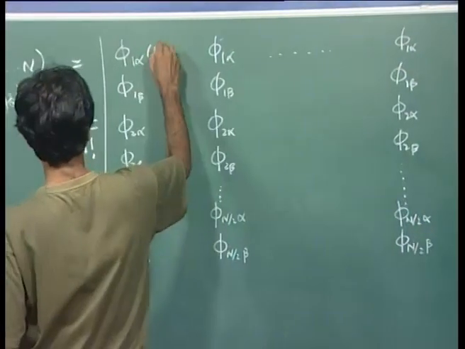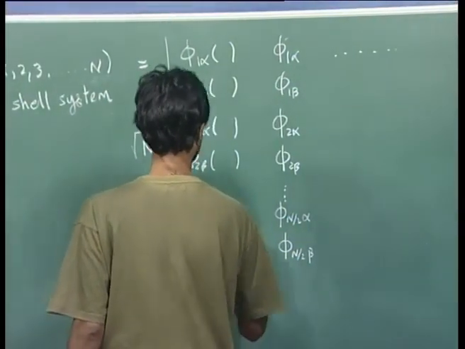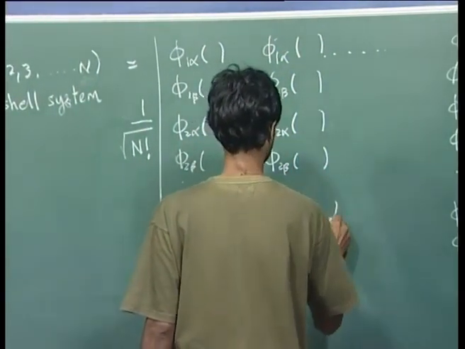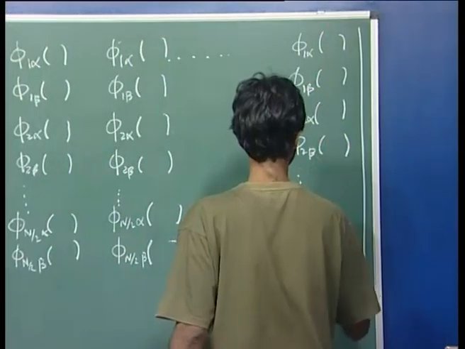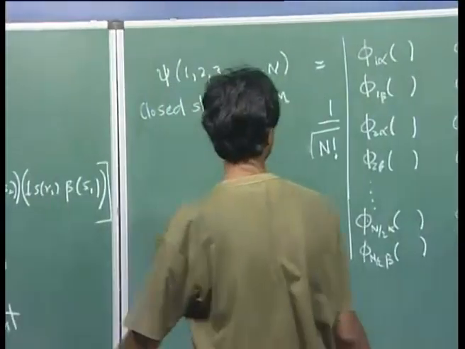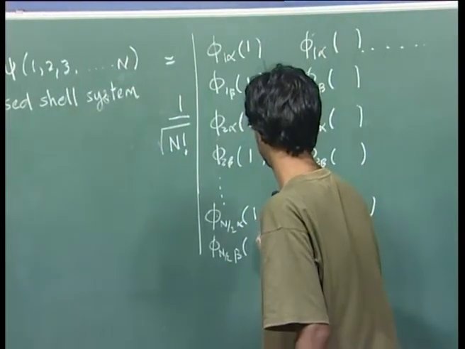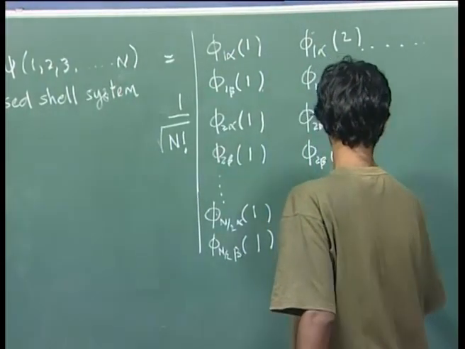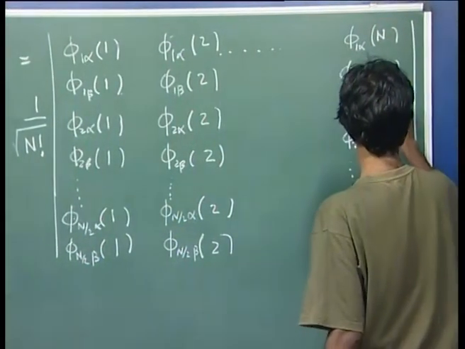Okay, now we have to write the various arguments. You have to write the various, what is it a function of. So, we have to fill in these things. Following the prescription for the Slater determinant, in the first column I will put 1 corresponding to electron 1, in the second column I will put 2 corresponding to electron 2, and so on. I will go all the way. In the nth column I will put n corresponding to electron n.